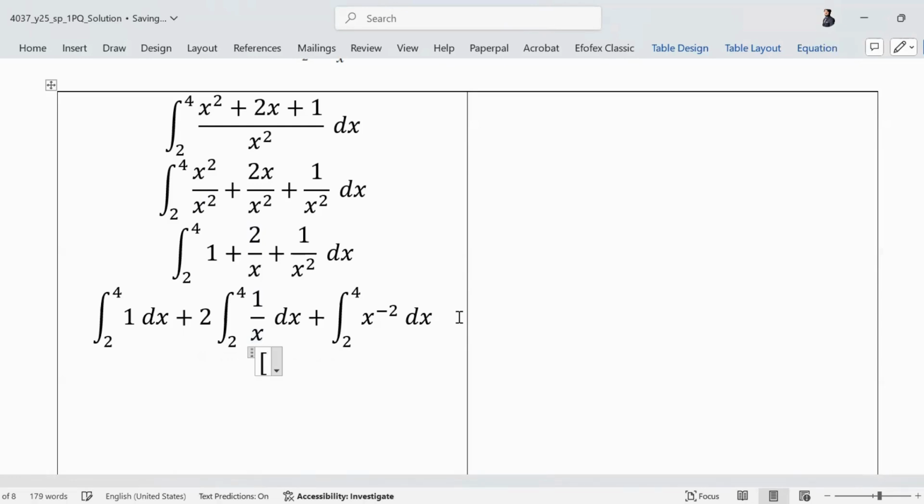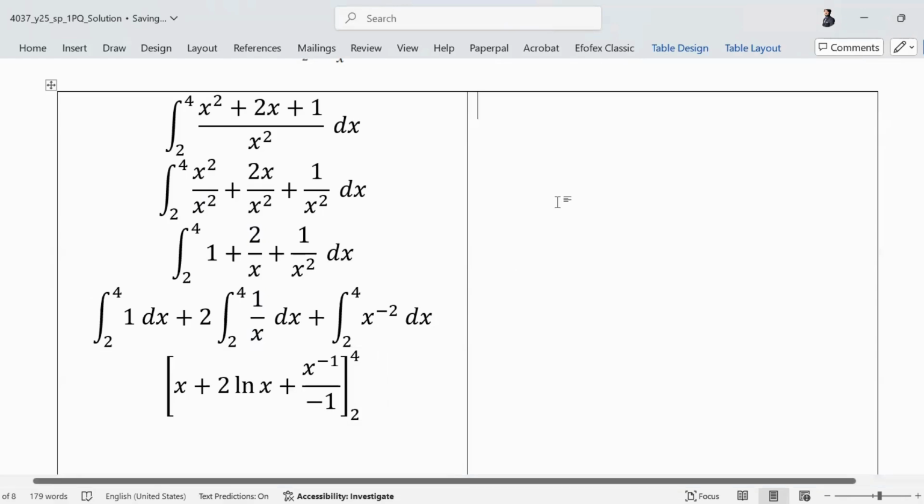Now I'll be putting all of them together because they have the same limits. The integral of 1 is x, plus 2 times the integral of 1 over x, which is ln x. And the integral of this: x will get the power negative 1 divided by the increased power, which is negative 1, the upper limit being 4 and the lower limit being 2. Now we are supposed to find the exact value. So I'll just simplify it a tidy bit more.